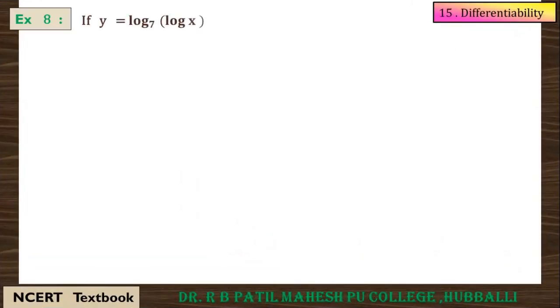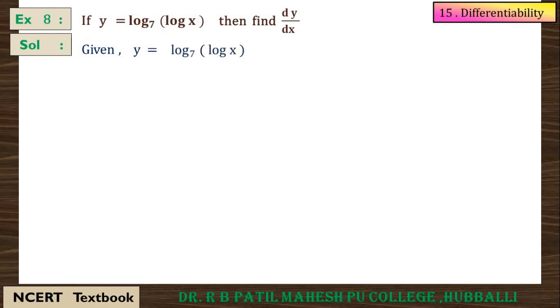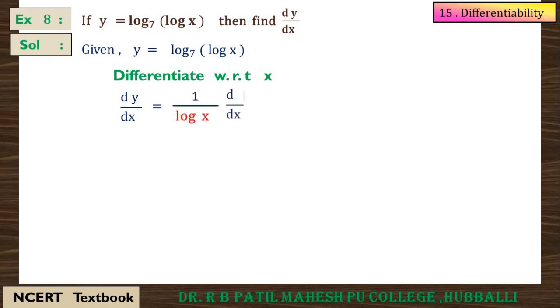If y is equal to log of log x to the base 7, then find dy by dx. Now what is the base of the logarithm? 7. First you write the given y is equal to log of log x to the base 7. Differentiate with respect to x. First you differentiate log of log x, considering the base as e. Differentiate the function with base e in the same way: log of log x means 1 upon log x into d by dx of log x. After that you multiply this answer by log e to the base 7.